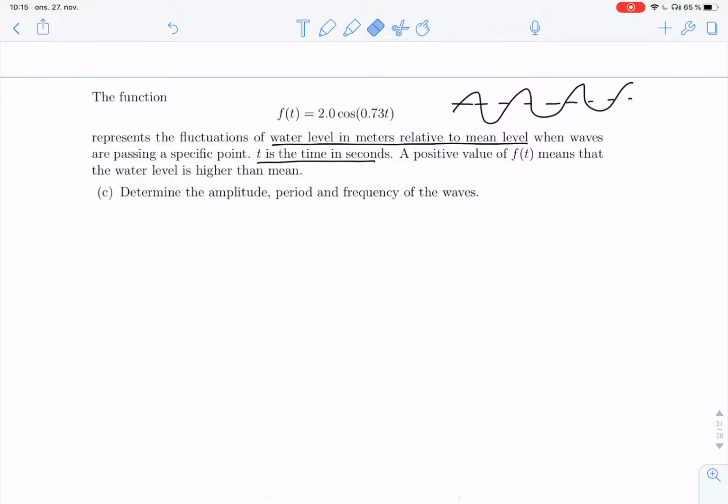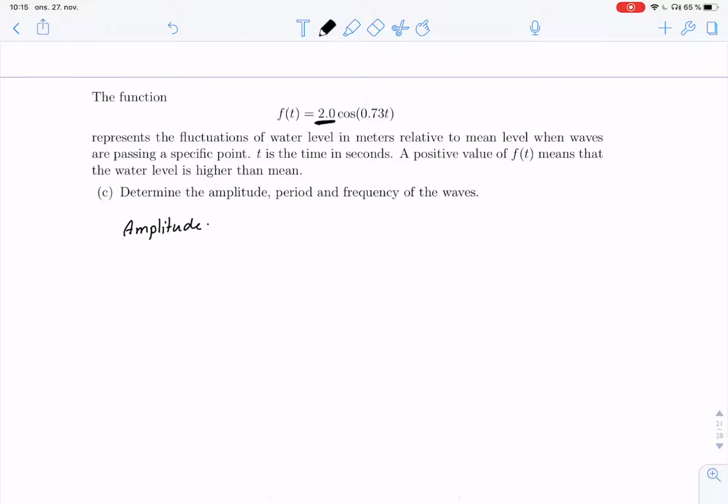So now first we want to decide on the amplitude. The amplitude is what we have here. So the amplitude would be 2. Because cosine fluctuates between -1 and 1. And if we multiply that with 2, we get from -2 to 2. So that was the amplitude. I often put a line underneath when I've done it, because I need to make sure that I have everything.